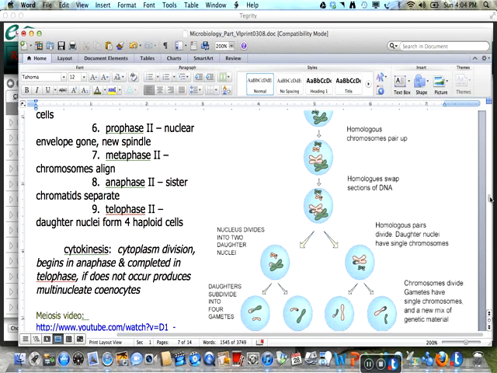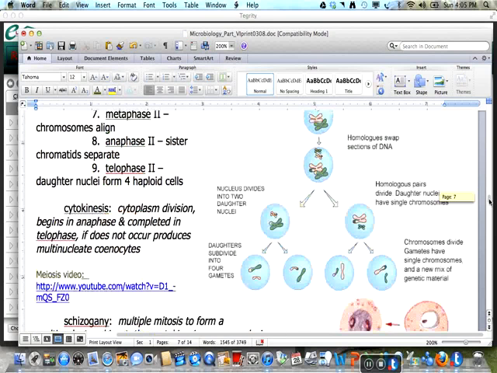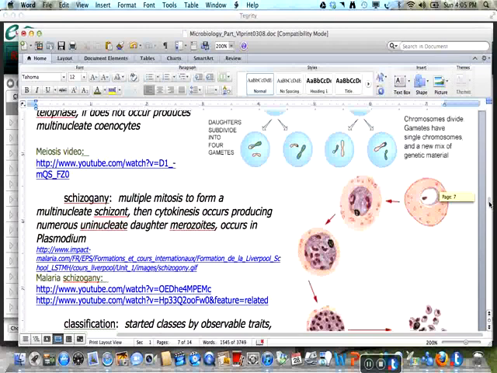In cytokinesis, we have the division of the cytoplasm. Typically, this begins in anaphase and is completed in telophase. If it does not occur, it will produce multinucleate cells known as koinocytes. And there's also a video here showing meiosis.